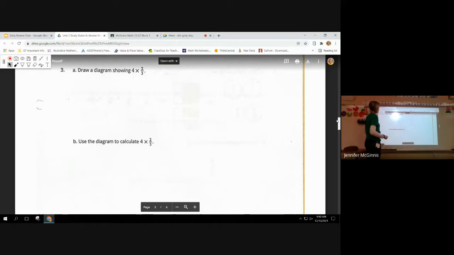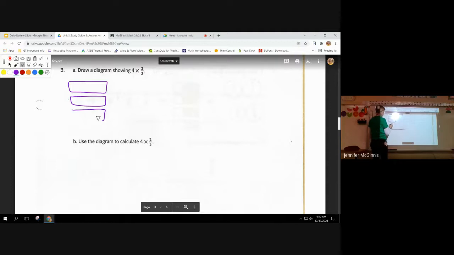Draw a diagram showing 4 times 2/3. So 4 times 2/3, we would draw 4 boxes and we would split them into 3. Can I do rectangles? Yeah. 1, 2, 3, 4. Each is in thirds. Is that what you want? What do you want next? And then shade 2 on each.